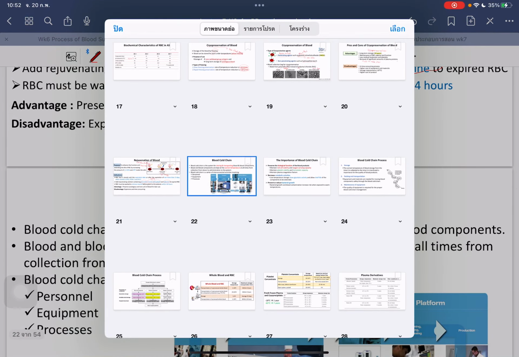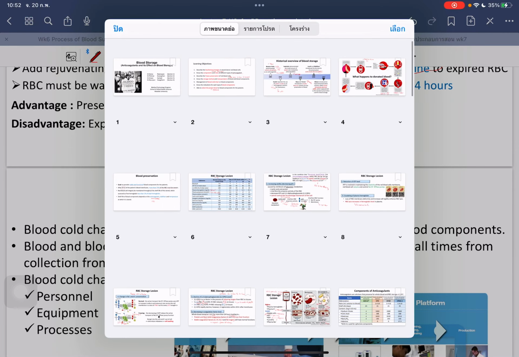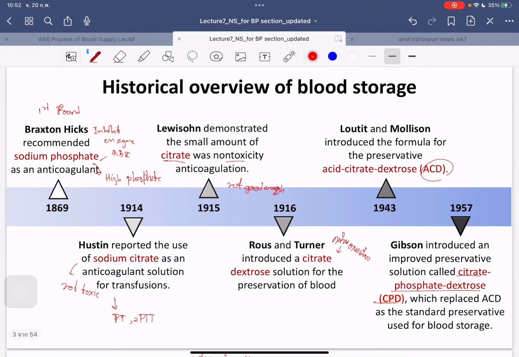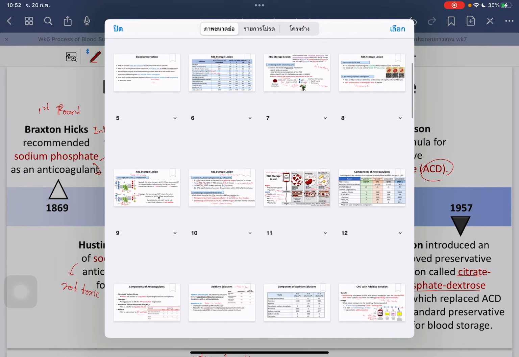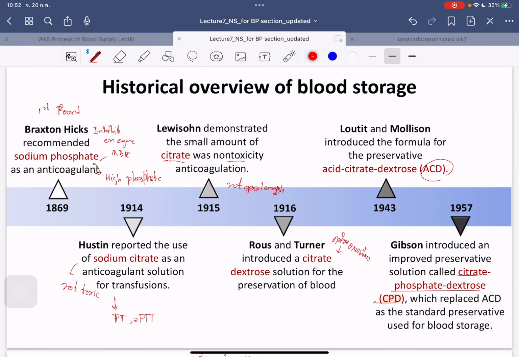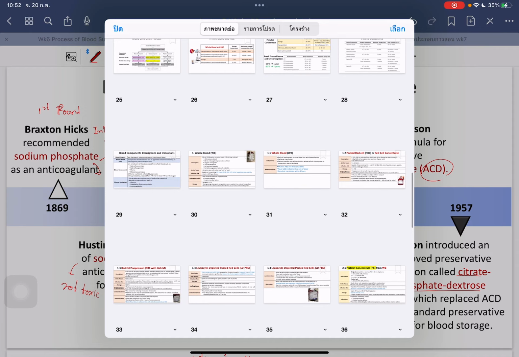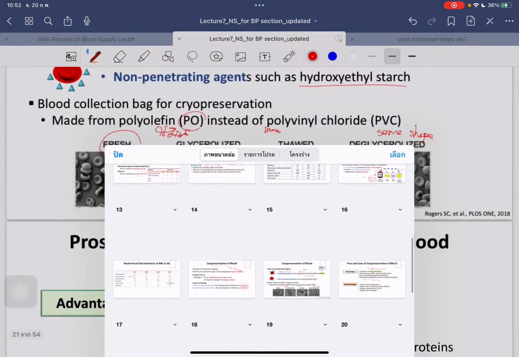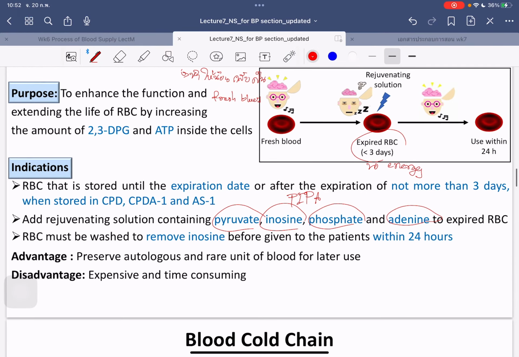Okay. Citrate, phosphate, dextrose. Yes. CPD. One more alphabet. Adenine, CPD-A1. For CPD-A1, it can store for 35 days. And if you add additive solution, it can store for 42 days.